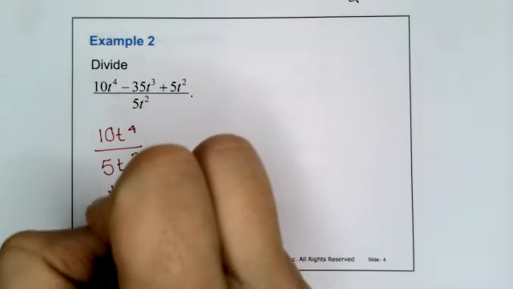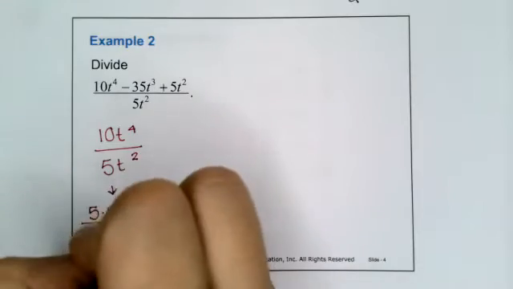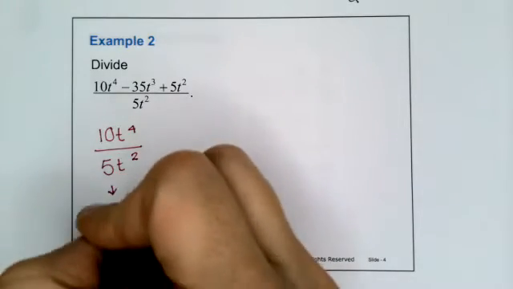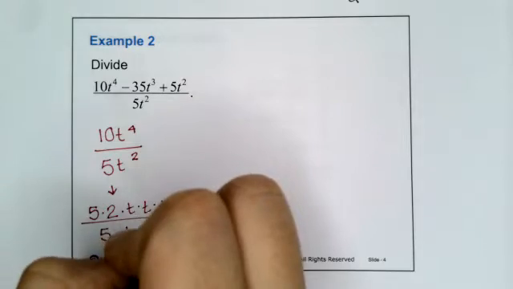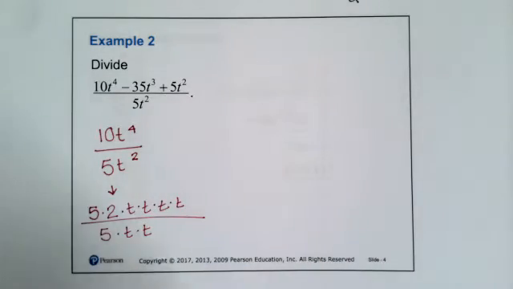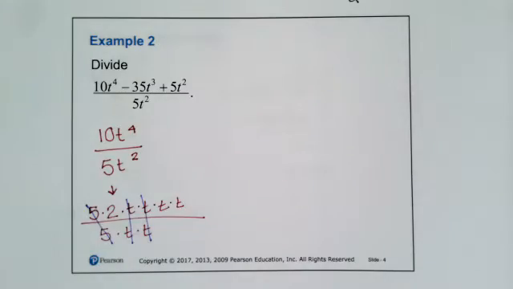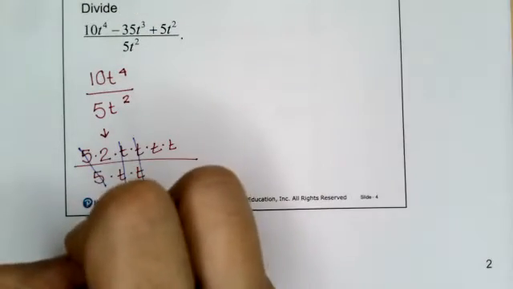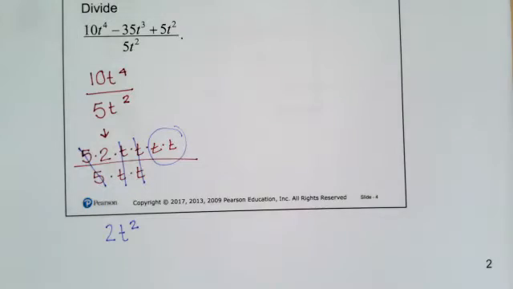There are 4 t's, or I'm just subtracting if that's easier for you. 5 and 5, because I want to keep that, okay? And there are 2 t's. Now I can cancel out the 5's, I can cancel out the t's and the t. What I'm left with on top is 2t squared, because there are 2 of them. Good. All right, next one.